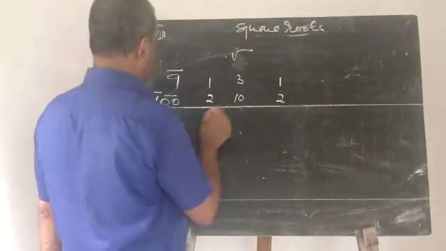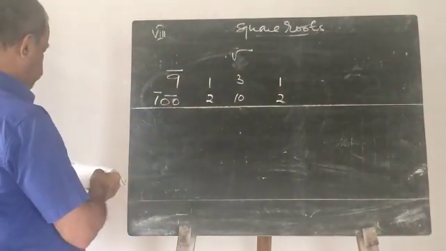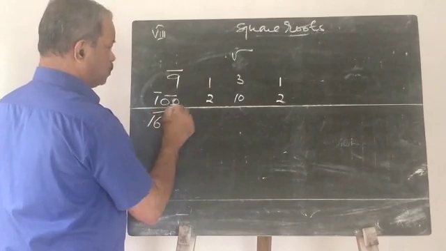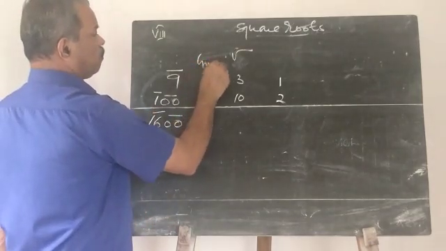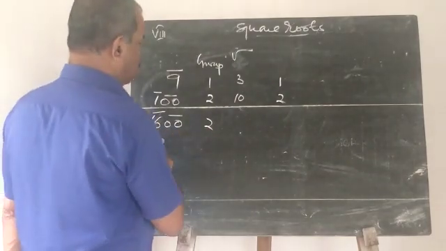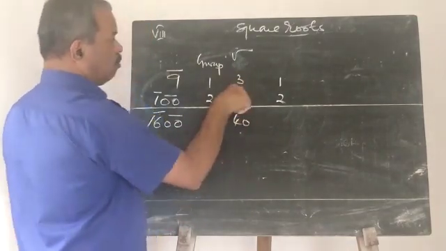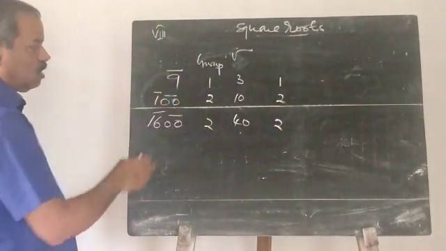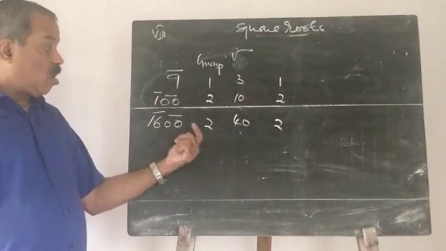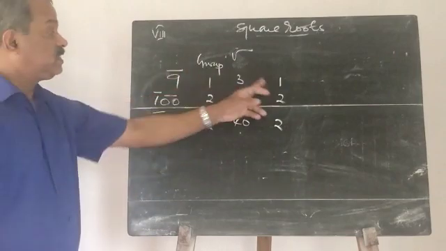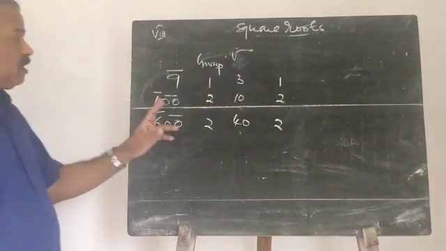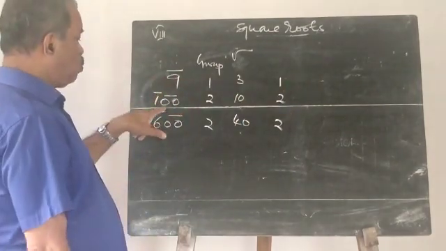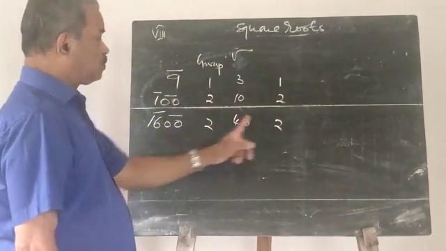Then 1600. How many digits? 4 digits, 2 groups. The square root of 1600 is 40. How many digits are there in the square root? 2. So what do we understand from this? How can we estimate the number of digits in the square root of a number? According to the number of groups. One group, one digit. Two groups, 2 digits.